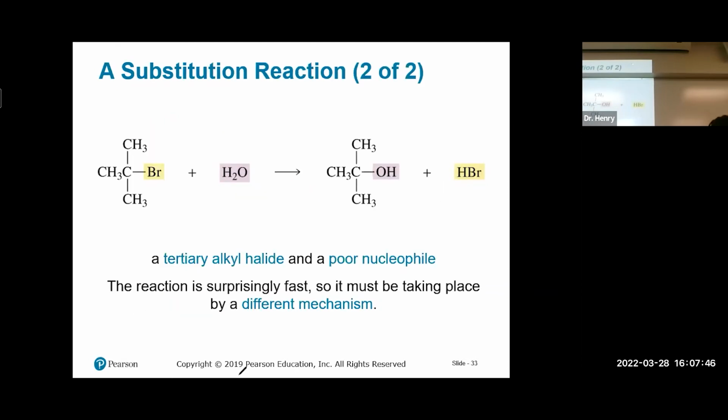Okay, so here we have this tertiary alkyl halide, and then we also have water, which we know is a poor nucleophile, right? So in this case, we're actually going to get our alcohol, so our tertiary alcohol, and then we're going to get the hydrogen bromide.